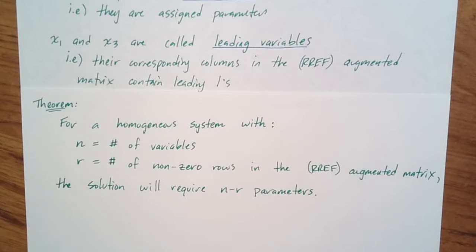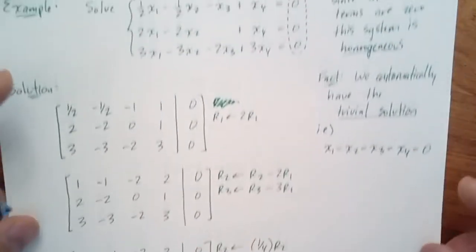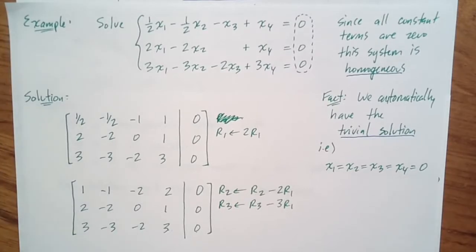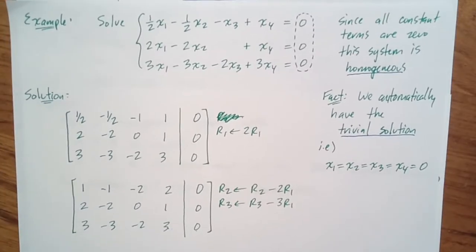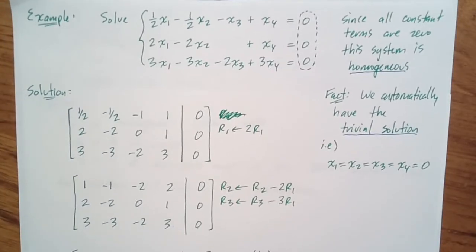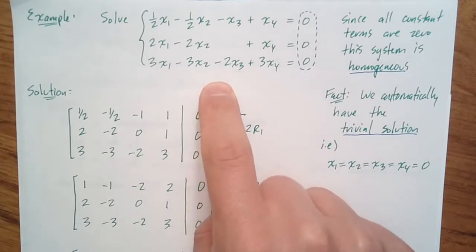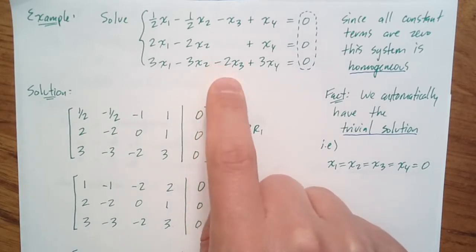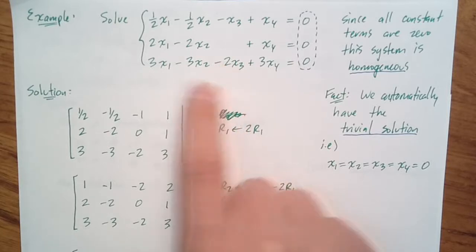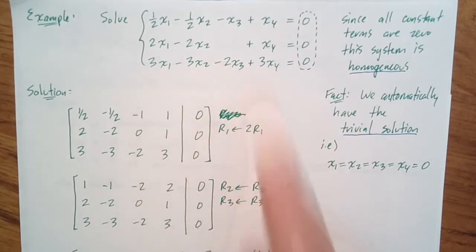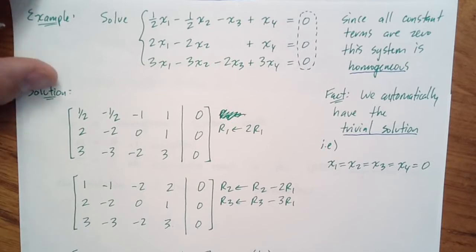So let's just pull up the previous example really quickly, just to verify this theorem in the specific case of this previous example. The theorem is true for every homogeneous linear system, so it should certainly be true for this one, which we've already worked out. And we know in advance how many parameters this one will need because we've already solved it. But let's count the variables. There's 1, 2, 3, 4 variables. So n would be 4 in this case.